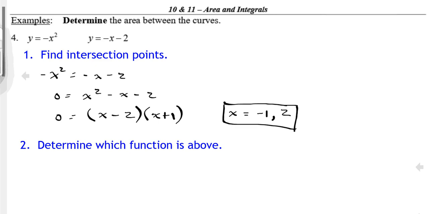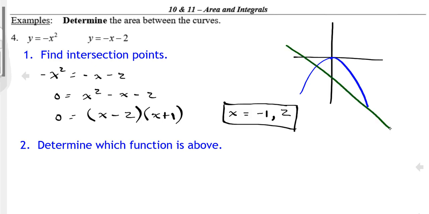We got -1 and 2. We're all good. So if we were to visualize what's going on here, and we looked at this quadratic, it opens down, so you have this quadratic, vertex is here, and it opens down like this. And then we have this line, -x minus 2. So we have a line that goes down kind of like this. So when we're asked for the area in between, we're looking for the area that's enclosed. So we want to know what's this area that's enclosed by the two.